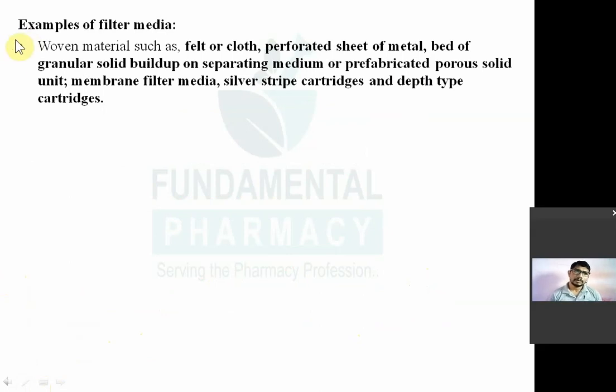जैसे आपने सीव देखा है, सीव इज अ परफोरेटेड शीट ऑफ मेटल। देन बेड ऑफ granular solid built upon a separating medium। जैसे आपने अगर कोई सैंड लिया, सैंड का एक लेयर बना के डाला फिल्ट्रेशन मीडियम के ऊपर, और बाद में फिल्टर किया, क्या होगा? सैंड विल एक्ट एज अ प्री फिल्टर एंड दैट्स व्हाई it is known as a filter medium। Then fabricated porous solid, it is also one of the filter media। Then membrane filter media made up of a cellulose, sieve strip cartridge, then depth type of cartridge, these are used as a filter media। Now what is meant by filter aid?